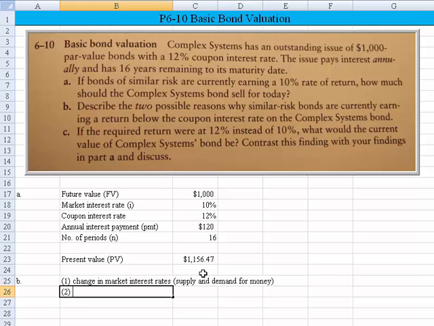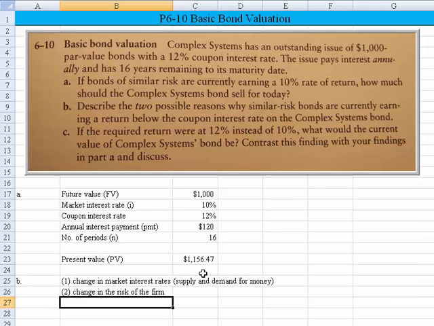And the second reason that I could think of, that there was a change in the risk of the firm. Okay? So when we talk about similar risk bonds relating to complex systems versus someone else, if it's currently selling at 10% and comparable companies were issued at 12% at the time we issued the bond, then for some reason, the market has perceived that complex systems is less risky, and therefore the bonds will sell at a premium.